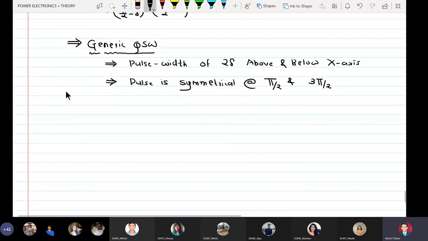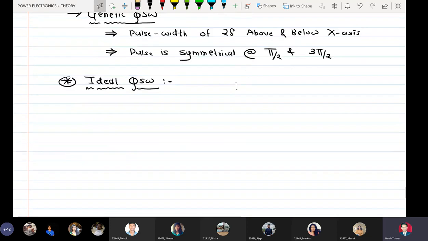Now we come to what is called the ideal Cauchy square wave. This is very, very important because the Fourier analysis of Cauchy square wave is based on this. Okay, what is an ideal Cauchy square wave?